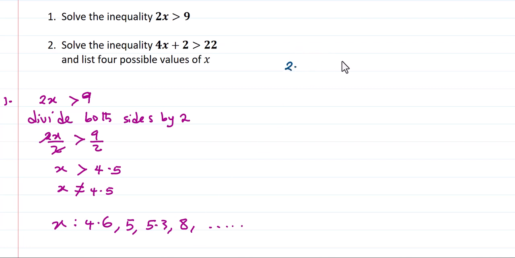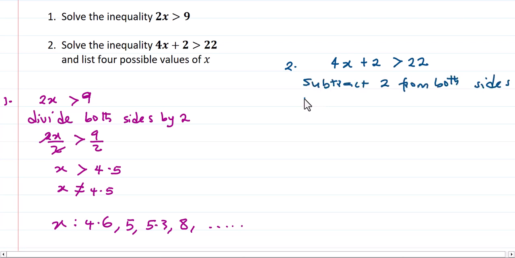So number 2, we have that 4x plus 2 is greater than 22. Here we have a two-step equation. So go through the lessons on linear equations. They will actually get you grounded and get you started with how to solve a linear equation problem. So at this very point, we have a plus connecting our variable. So what do we do? We have to subtract 2 from both sides. Doing that, we have 4x plus 2 minus 2 is greater than 22 minus 2. So the 2's here cancel out, and then we'll have 4x is greater than 20.